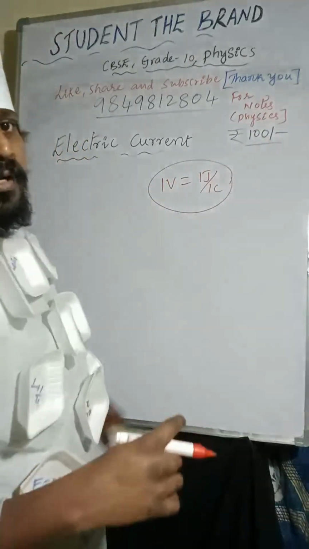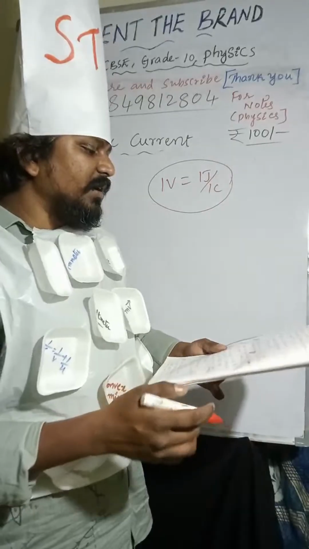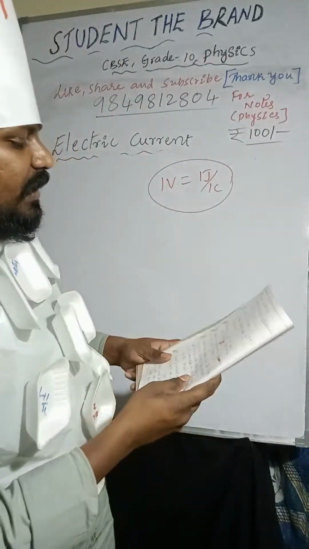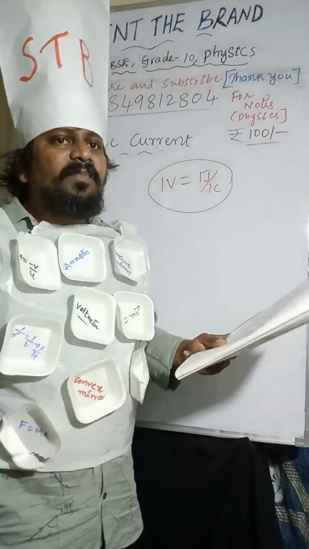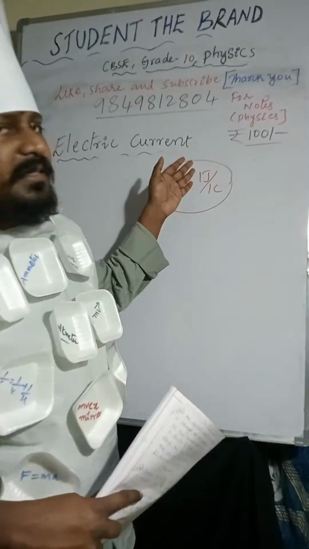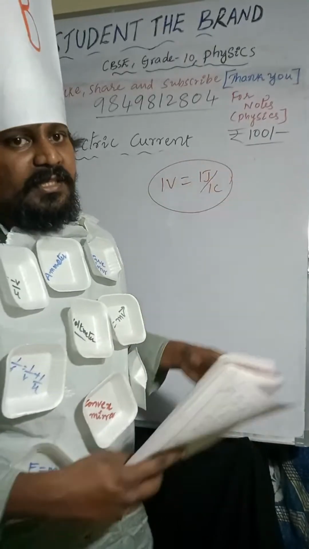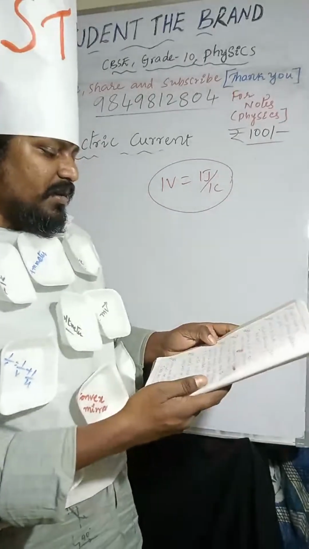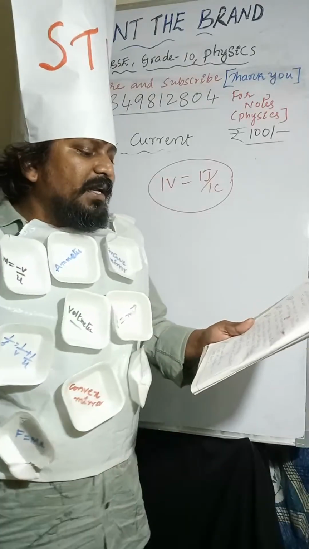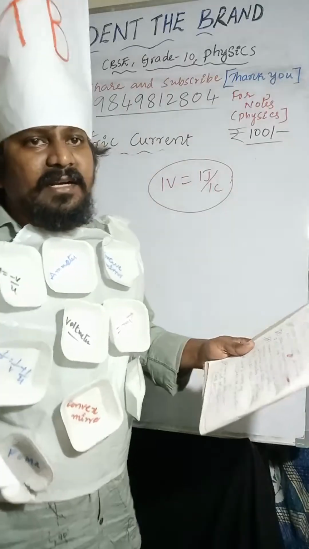Okay. Define the SI unit of electrical potential. That is nothing but 1 volt is defined as 1 joule of work done to bring 1 coulomb of charge from one point to another point. Okay, fine.